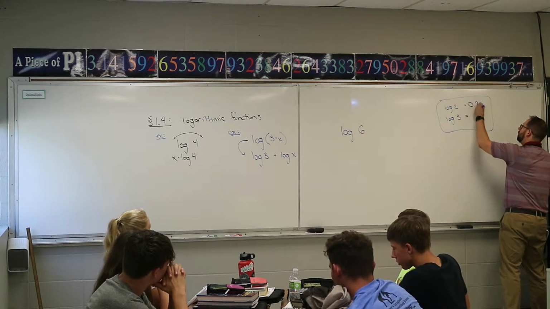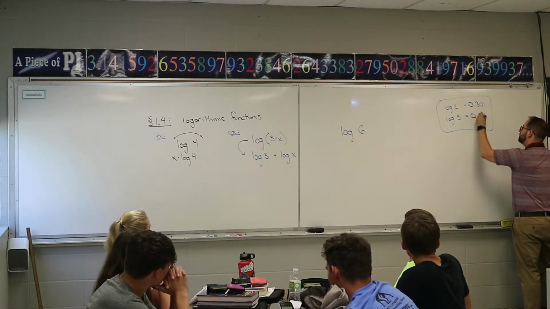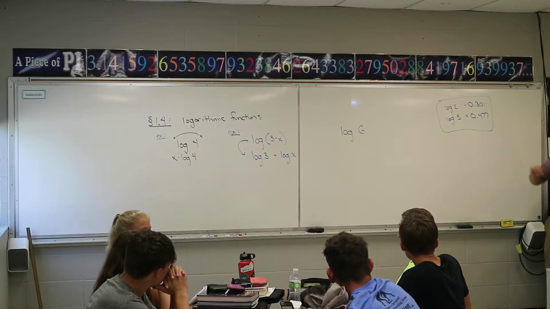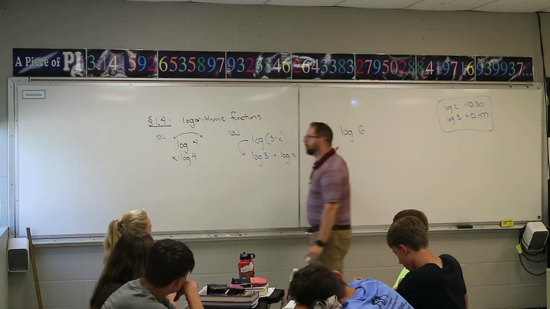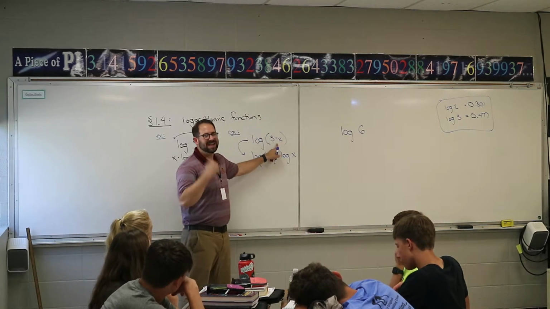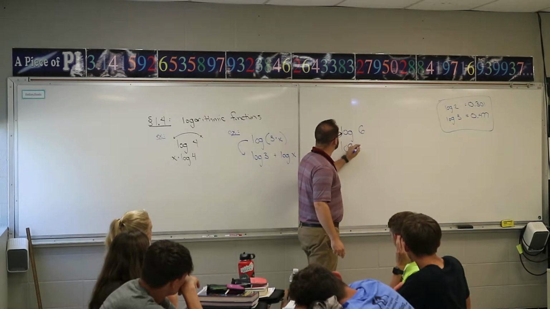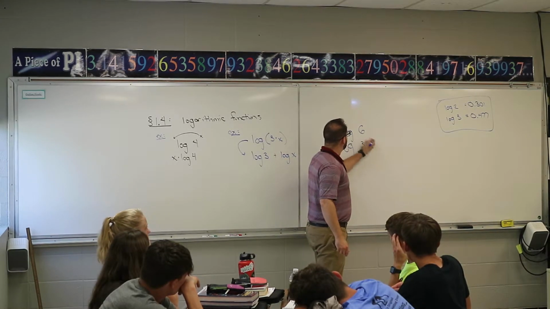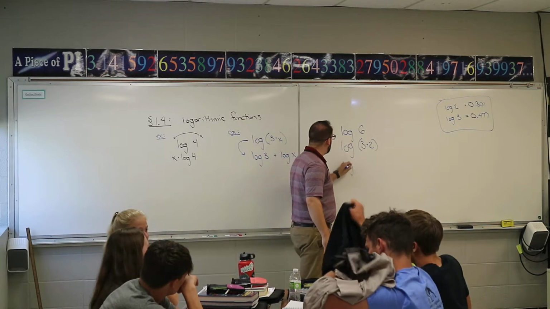Okay, what's log of 3? 0.4771. And log of 2 is 0.301. So they gave me those two numbers in the upper corner of the test. Well, if you're using this problem and you have this property of logarithms in your head, I can separate log of 6 into log of 3 times 2. And then what I can do is separate this into their own logarithms.